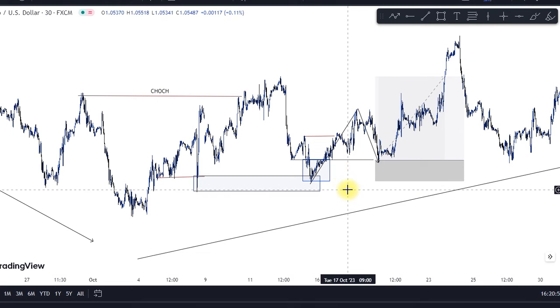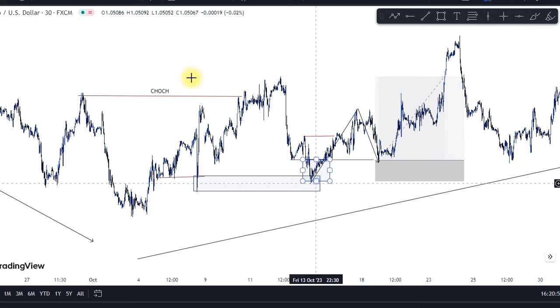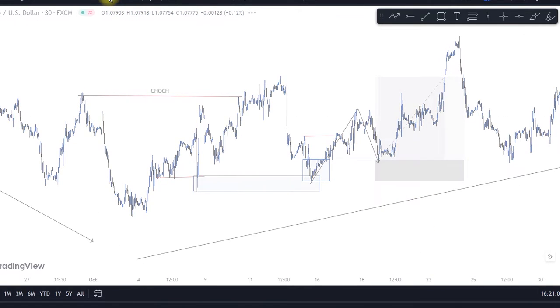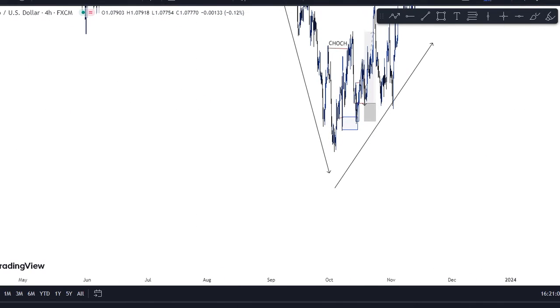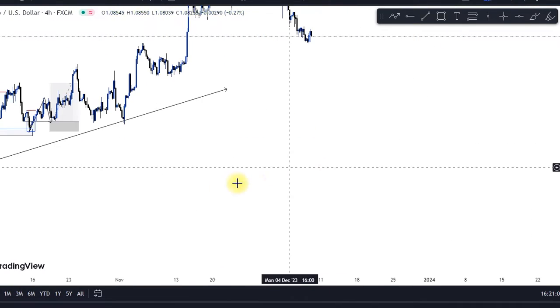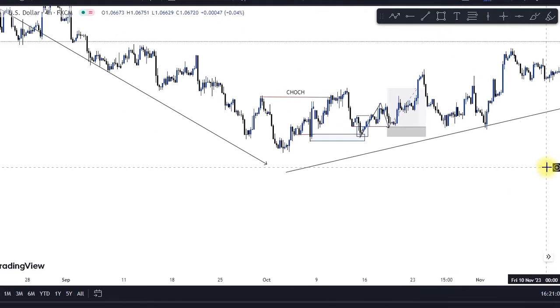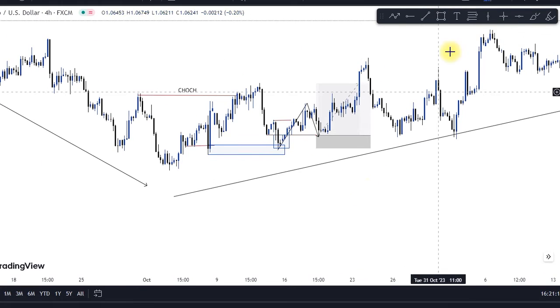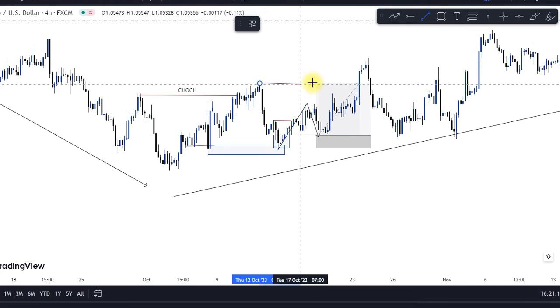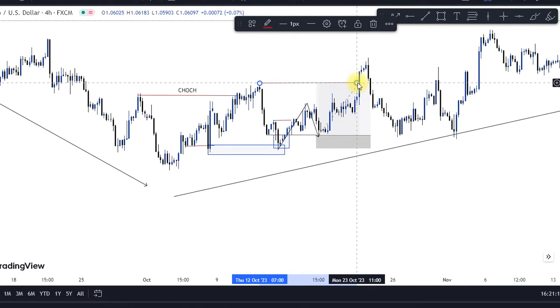Now let's look at another example. Let's go back to the 4-hour time frame, and on the 4-hour time frame, we're still in an upward trend. And then we can determine the structure that we have a breakout of structure here. So after a breakout of structure, obviously you expect the market to reverse.